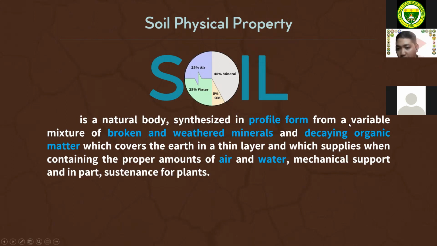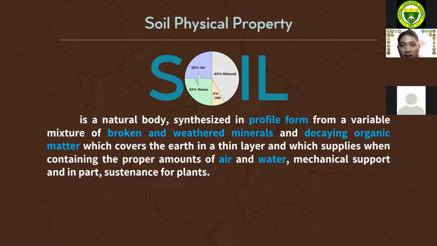So it is composed of broken and weathered minerals, which is ideally 45% ng soil natin ay binubuo ng minerals, yung ating mga mineral matter. And ideally 5% is the organic matter. Okay, then the remaining 50% is for the pore spaces, which is divided into two, which is 25% air and 25% water. So these are the ideal composition. Yung 45%, 5%, 25%, and 25%. So ito yung ideal na composition ng soil.